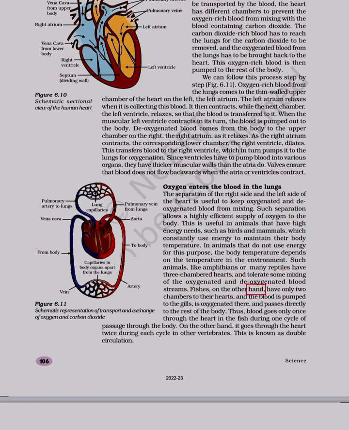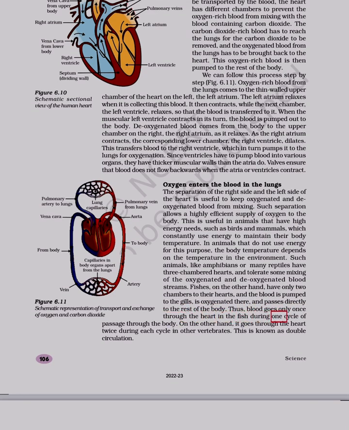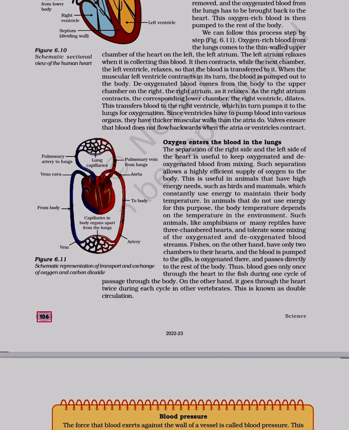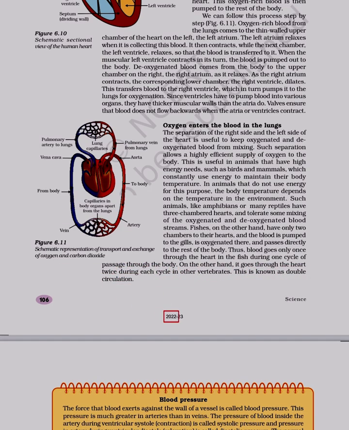Fishes, on the other hand, have only two chambers to their hearts, and the blood is pumped to the gills, is oxygenated there, and passes directly to the rest of the body. Thus, blood goes only once through the heart in the fish during one cycle of passage through the body. On the other hand, it goes through the heart twice during each cycle in other vertebrates. This is known as double circulation.